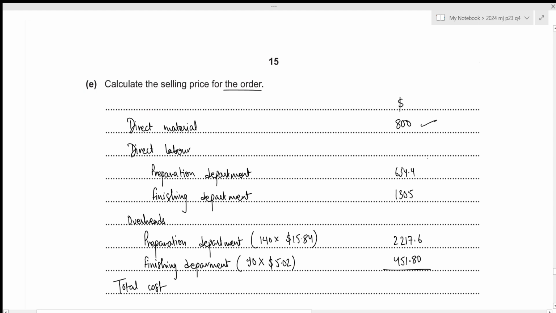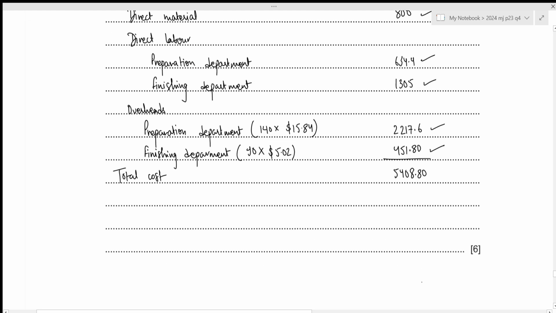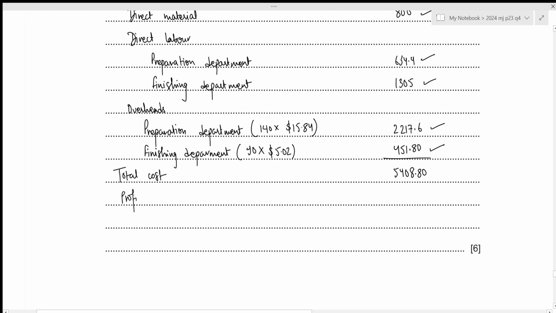That is just going to be 800 plus 634.4 plus 1305 plus 2217.6 plus 451.8, which results in 5408.80. Now we need to add profit to this so that we get the selling price.